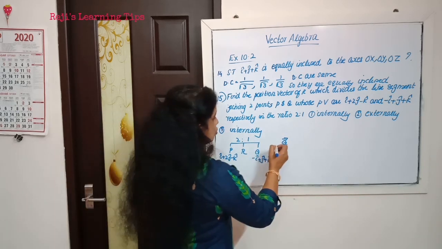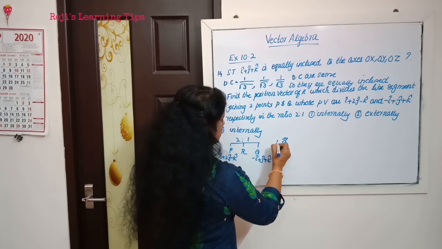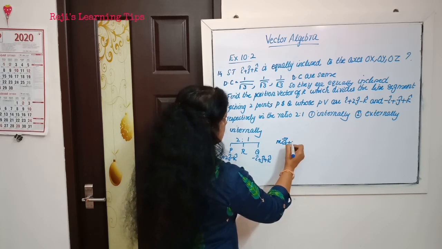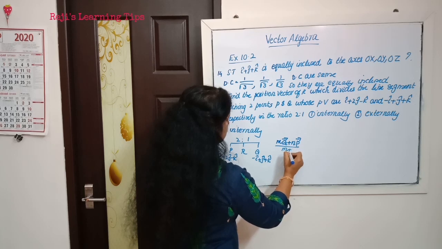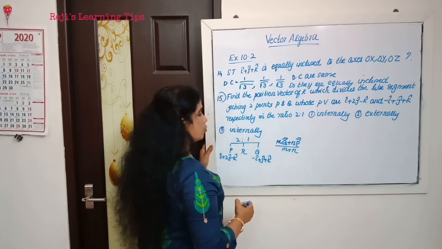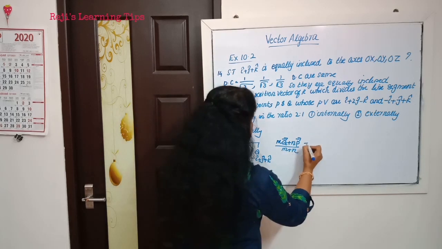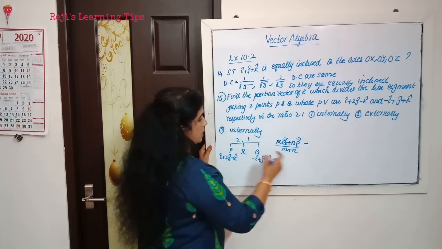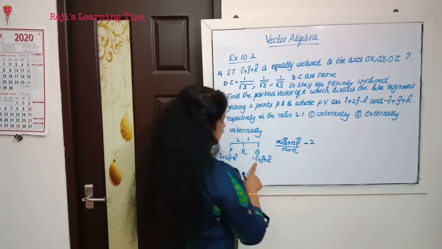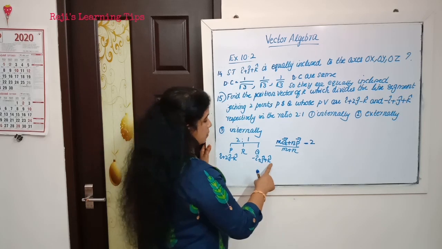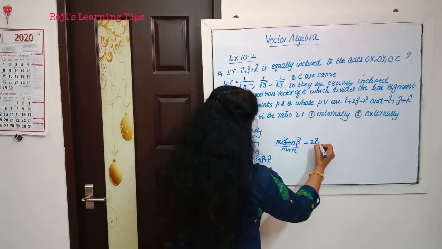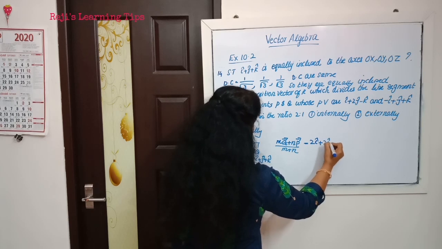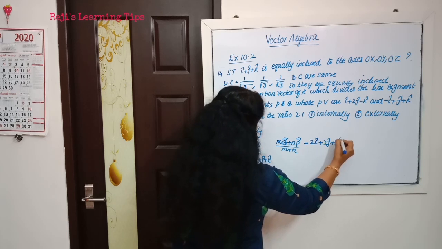That divides in the ratio m is to n, so we can write (m q vector plus n p vector) divided by m plus n. Okay, m q vector means 2 into minus i cap plus j cap plus k cap, that is minus 2i cap plus 2j cap plus 2k cap.